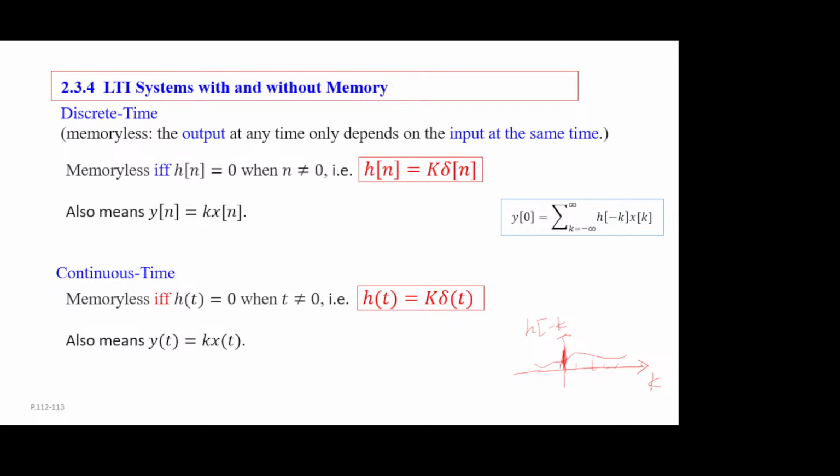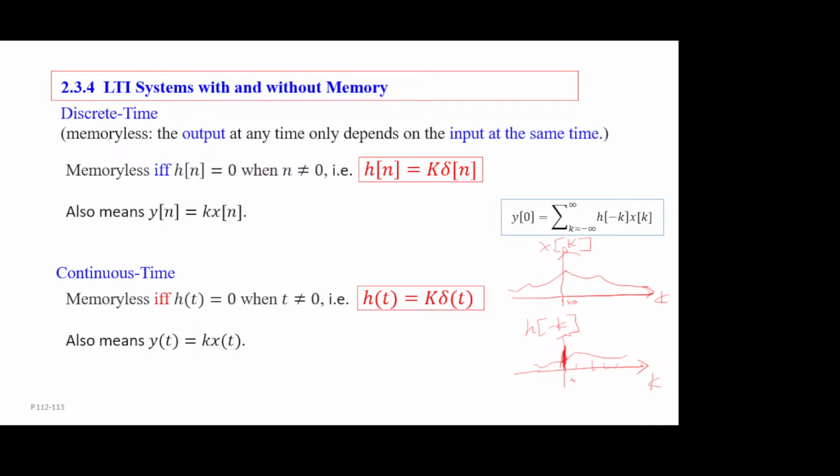So we have k here, and this is h of minus k and x of k, and x of k is whatever input. So you want your h of k to not pick up the x of k when k is not equal to 0. So your h of k needs to be one single spike at k equal to 0 here. Then you multiply together, and your y of 0 will only depend on x of 0. You can see that's the same thing when you consider different n.